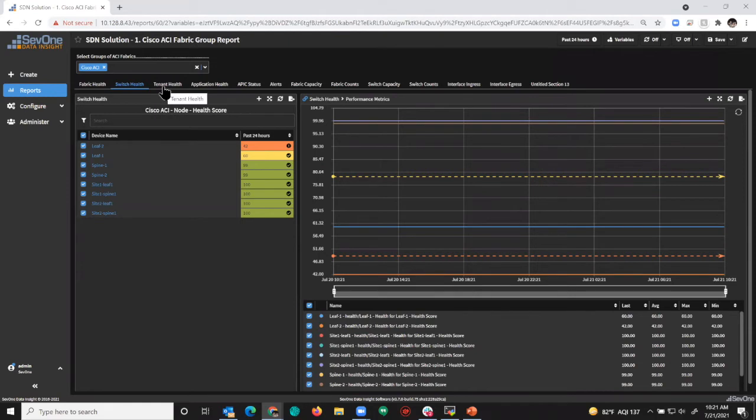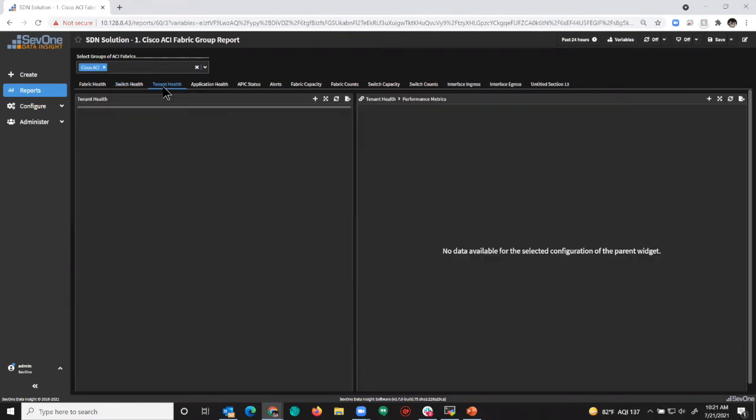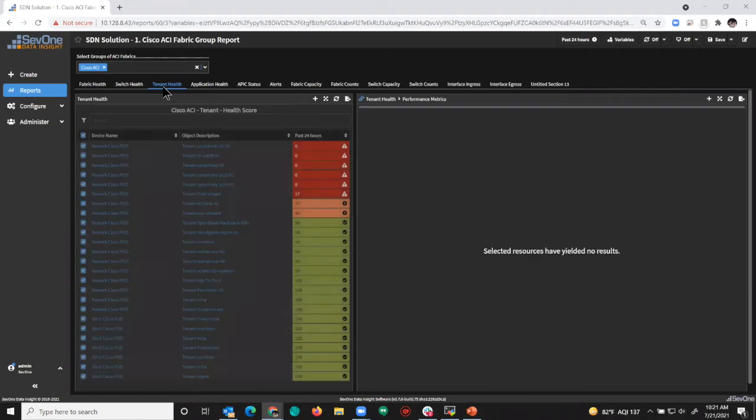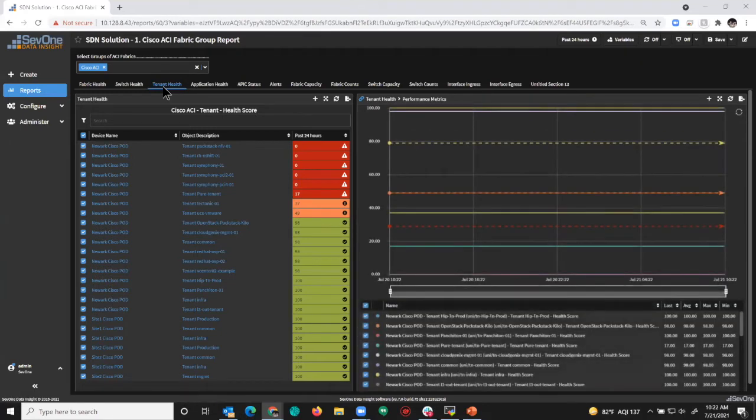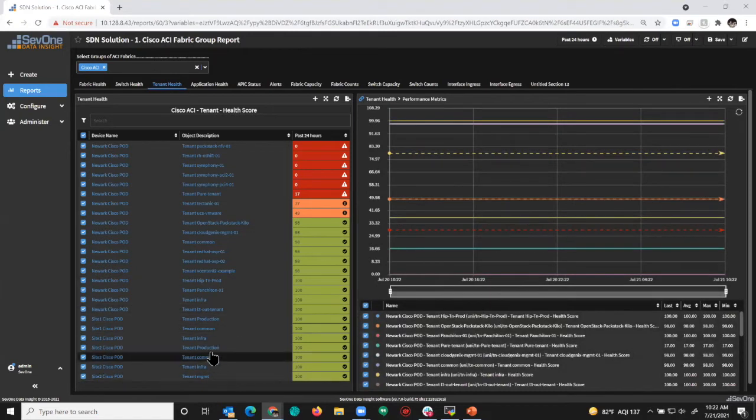The next thing, and this is going to pivot into the software-defined side. So switches are very physical things, right? Tenants are sort of the top layer of the software-defined side. So a tenant essentially is a group of applications, software-defined applications on ACI. So you can see here I've got things like tenant production and the pure tenant and this thing. Again, it's a lab environment. And I have health scores associated with all these things. Some are obviously not great. Some are pretty good, right?